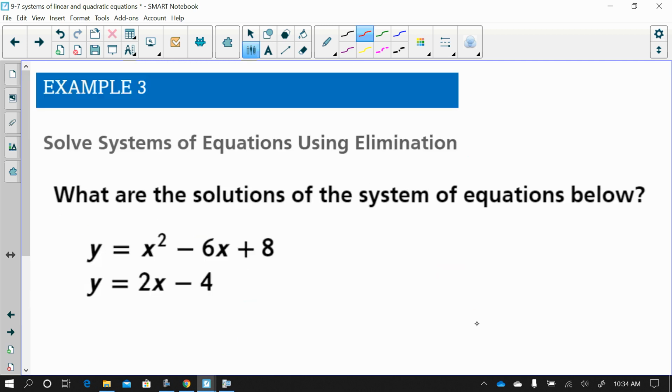Okay, so let's move on to another way to do this. Sometimes graphing isn't always easy. I personally, if I don't have technology, I'm not going to pick graphing. So let's look at how to do this with elimination.